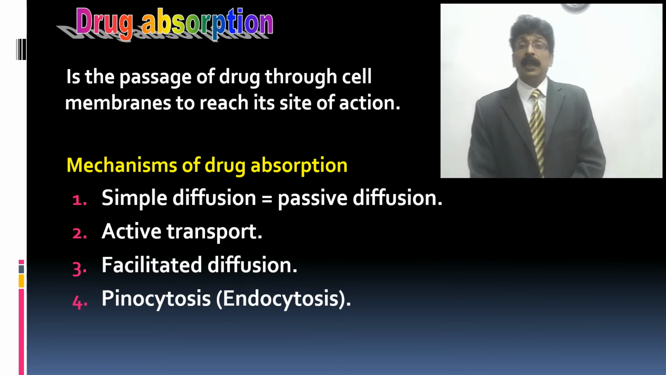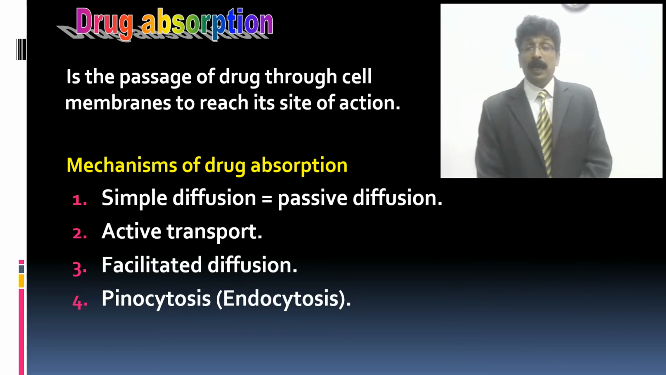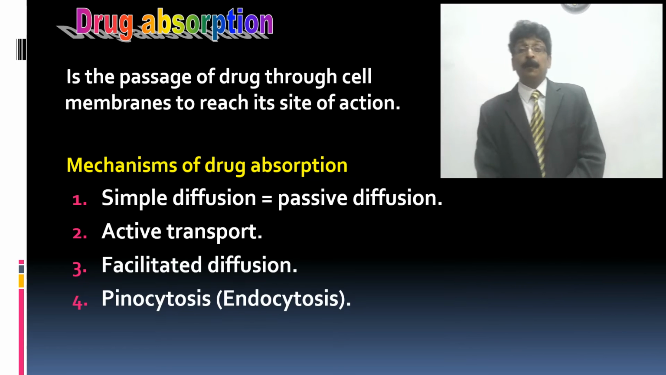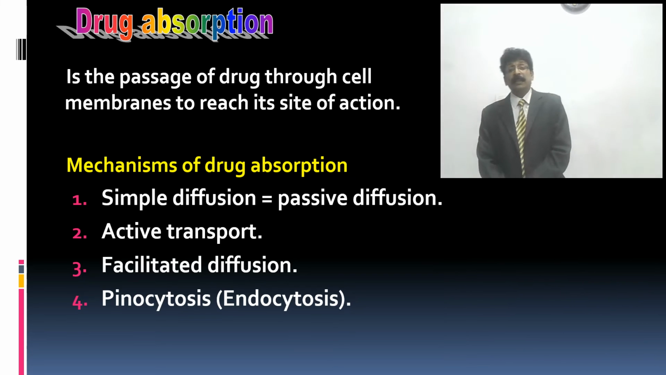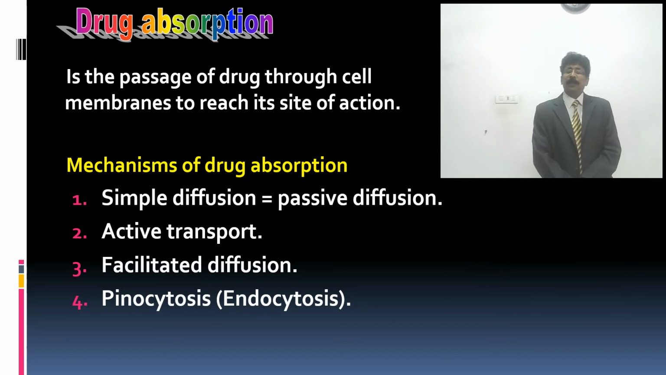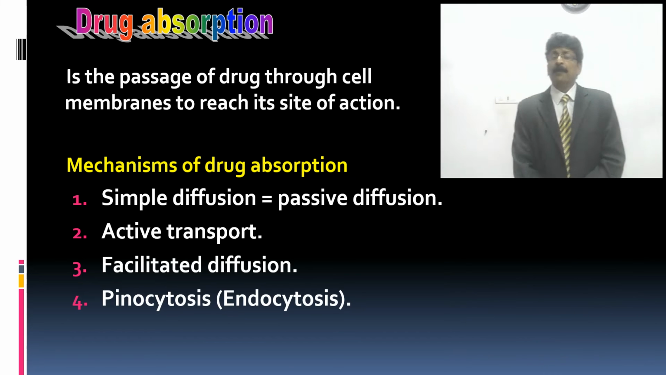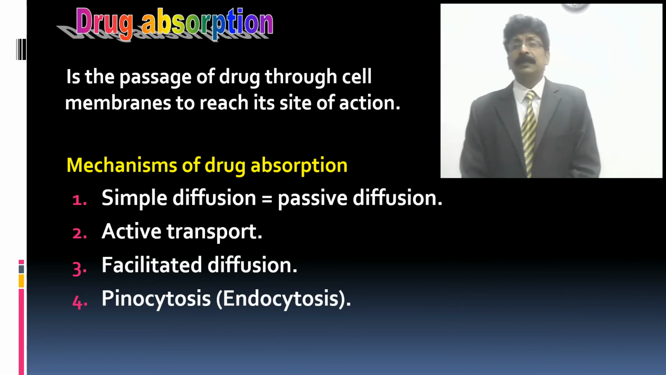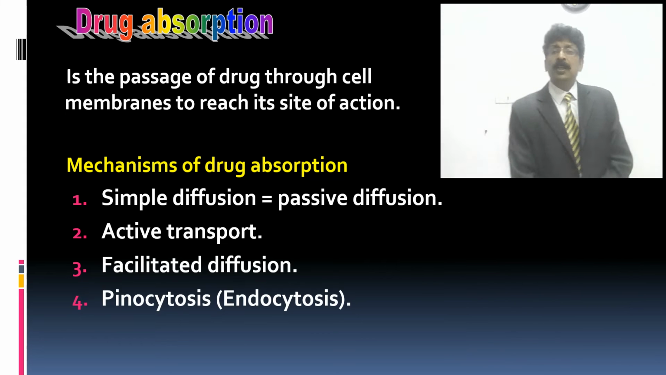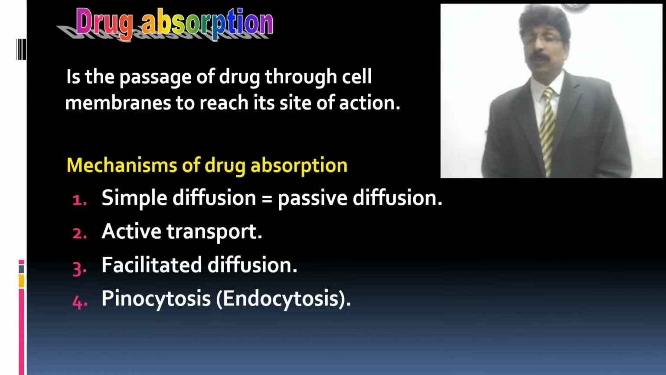And the next one is absorption, the drug absorption. In that you can see simple diffusion, passive diffusion, active transport, facilitated diffusion, and pinocytosis or endocytosis. These are some of the basic principles and reactions which happen for the absorption of the drug in pharmacokinetics. So it is necessary for students to know the basic principles of all these techniques and what the differences are.